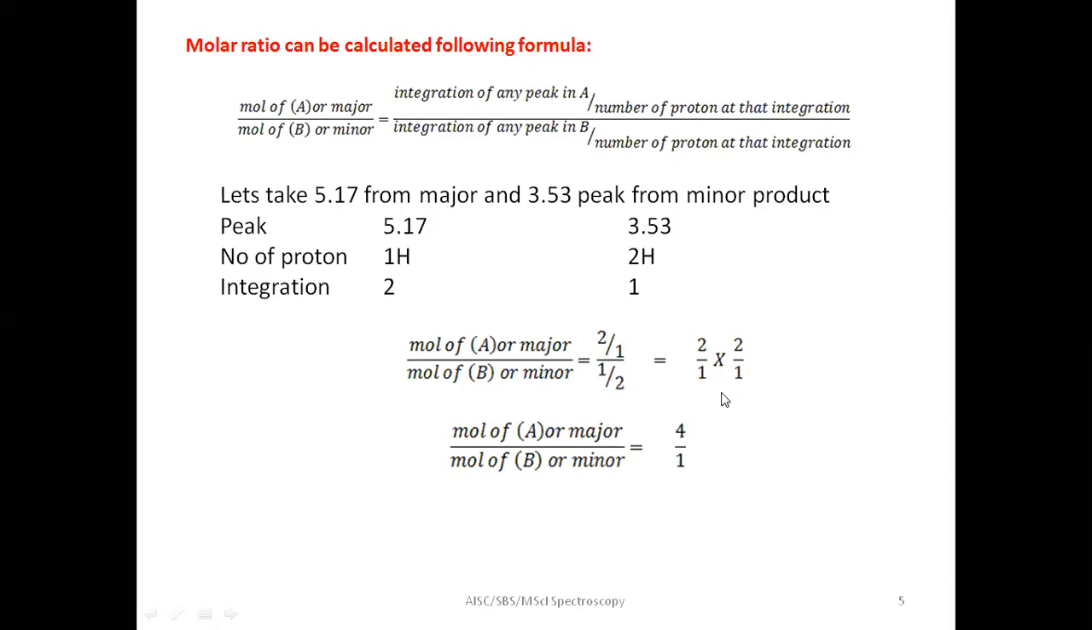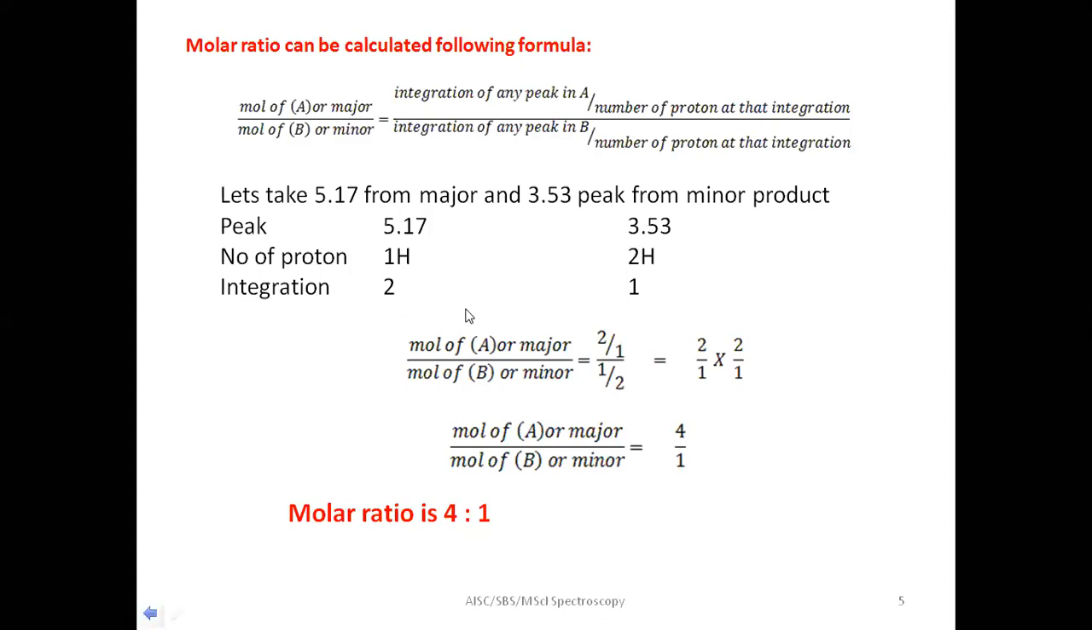So mole of A, the major product, divided by mole of B, the minor, is equal to 4 by 2. So the mole ratio becomes 4 to 1. So the major product is in the ratio of 4, and the minor product is in the ratio of 1. So that is the mole ratio. That is, the major product forms 4 times more than the minor product. It means major product is 4 and minor product is 1 time. So from this one can calculate the percentage.